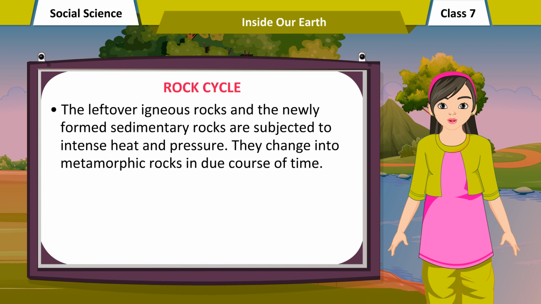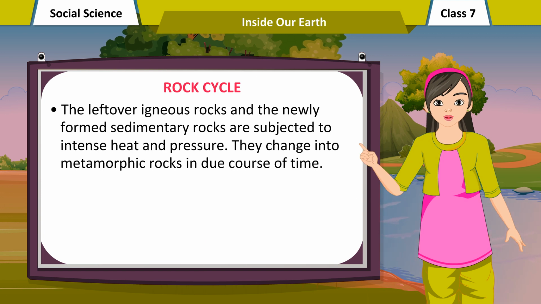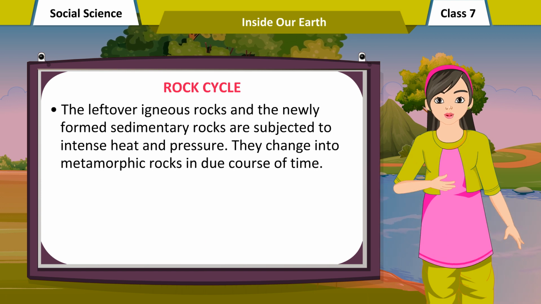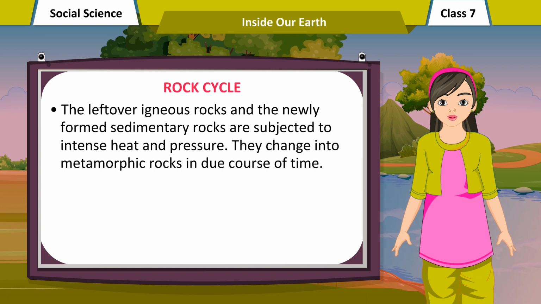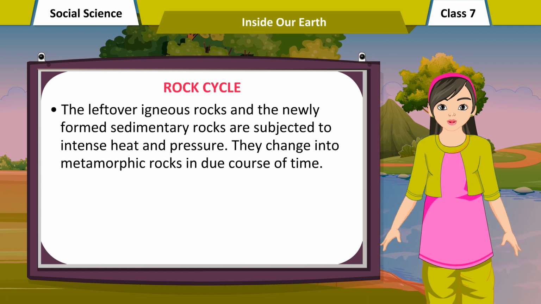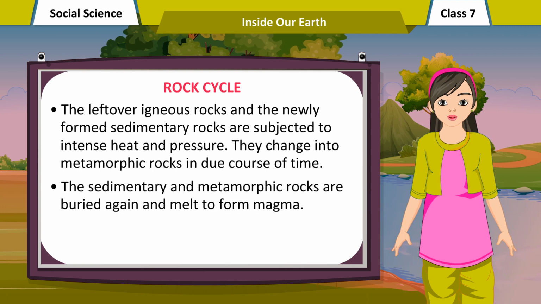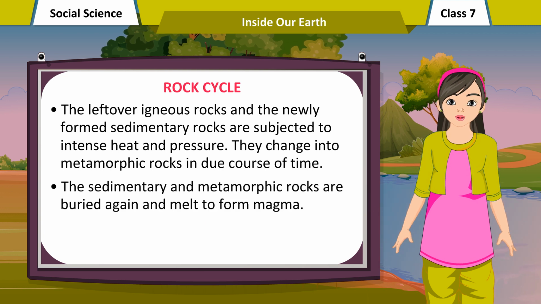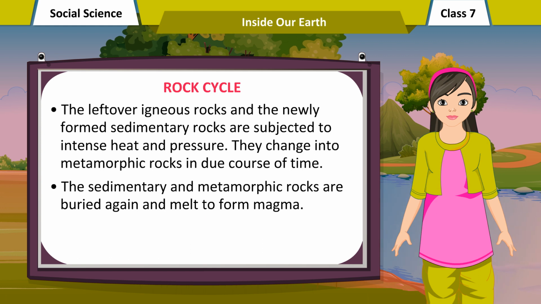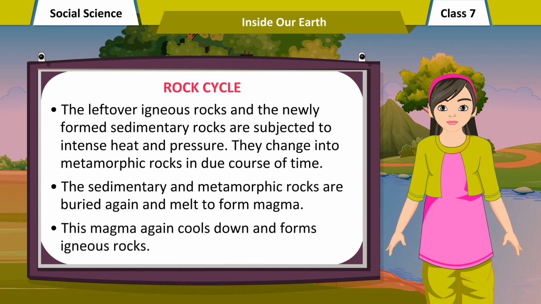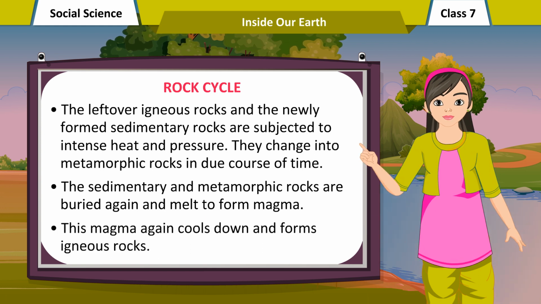The leftover igneous rocks and the newly formed sedimentary rocks are subjected to intense heat and pressure. They change into metamorphic rocks in due course of time. The sedimentary and metamorphic rocks are buried again and melt to form magma. This magma again cools down and forms igneous rocks.